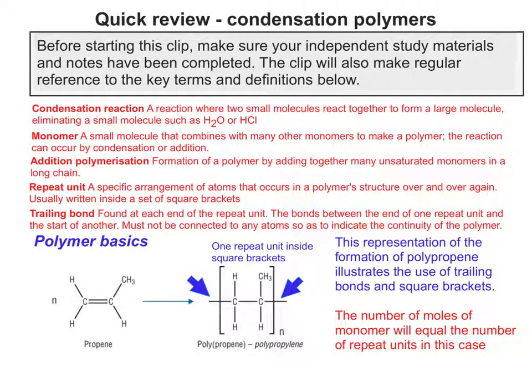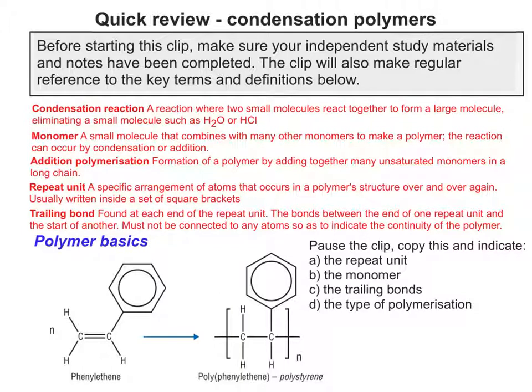So this is a way you could draw out the formation of polypropylene, for example, which is an addition polymer, and the number of moles of monomer will equal the number of repeat units in this case. And this is signified by the use of the small letter n.